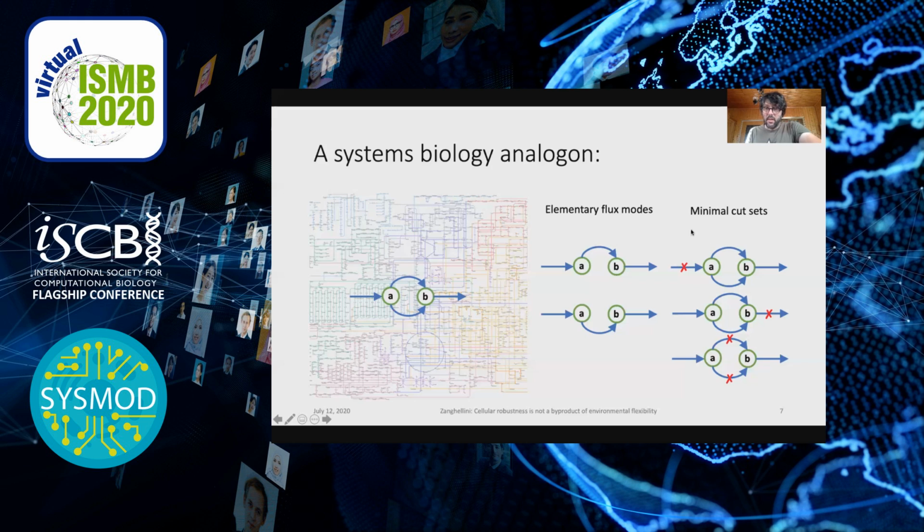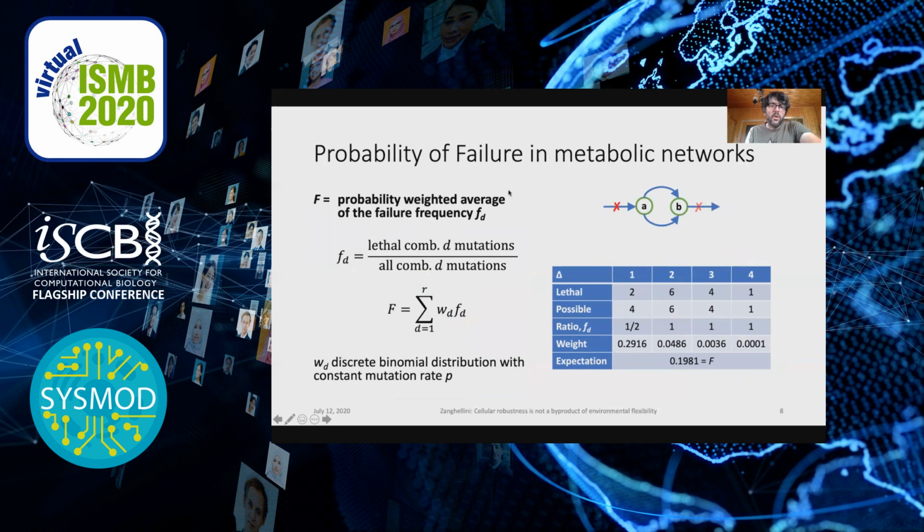And interestingly enough, the elementary flux modes and the minimal cut sets are two sides of one coin. If I have all minimal cut sets, I can calculate the elementary flux modes, or if I have all elementary flux modes, I can calculate the minimal cut sets. So the minimal cut sets are the ones we're going to concentrate on in the next couple of minutes. That corresponds to the fault tree analysis from before. So basically, what we want to do is calculate a probability of failure in a metabolic network. And how do we calculate this?